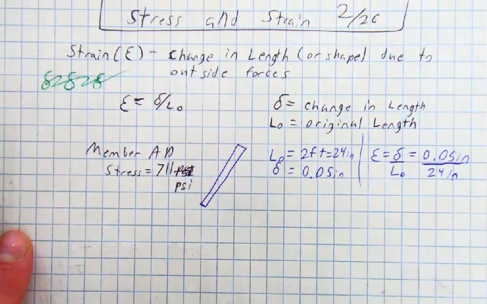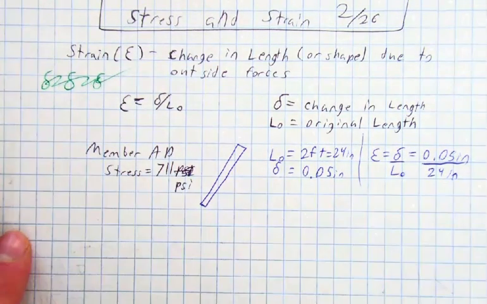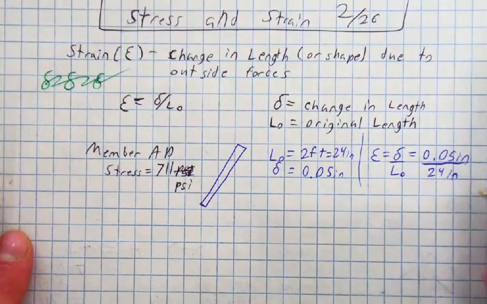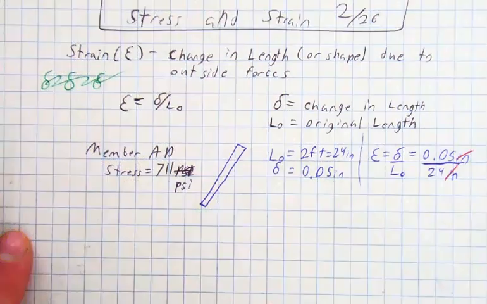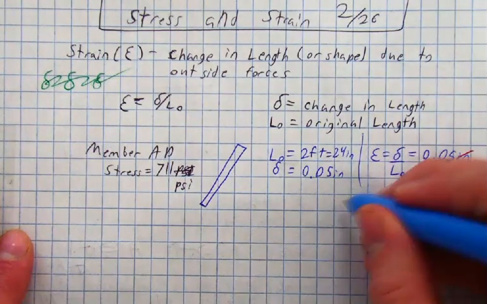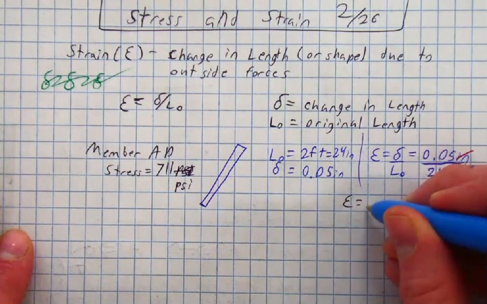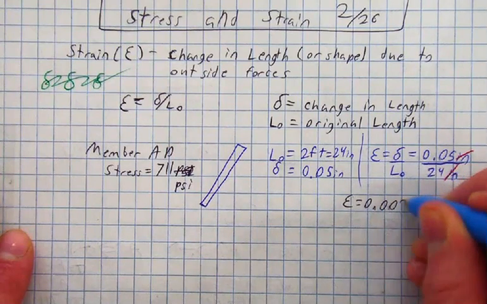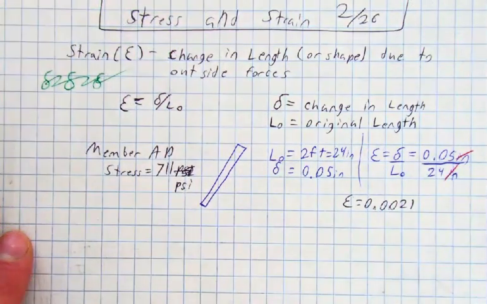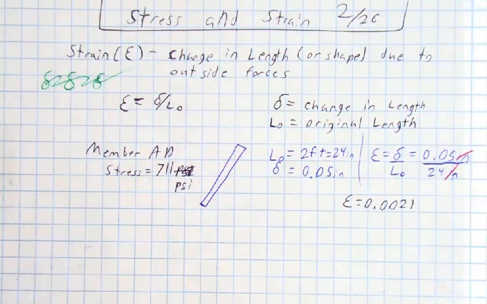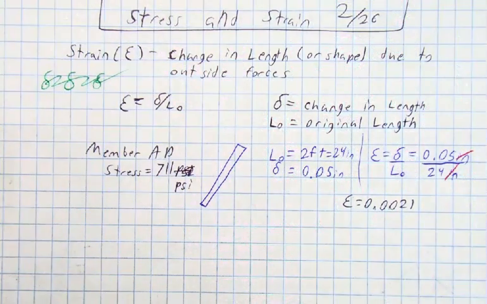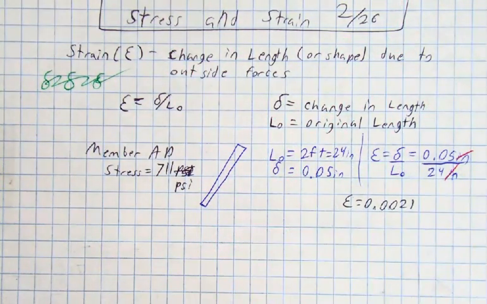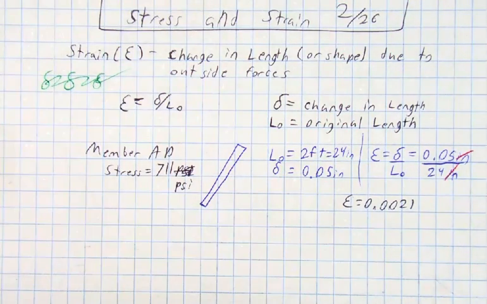Now I've got a question for you. When you divide inches by inches, now it's inches over inches. They cancel out. So what's our unit? Nothing. And when you type it in your handy dandy calculator, you get about epsilon equals 0.0021. And no unit, because it's a ratio, it's a proportion. It's the amount it changed in length. It means it changed in length about 0.2%, which is nothing. And that's kind of the point.